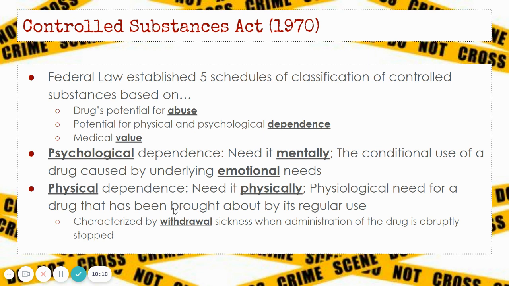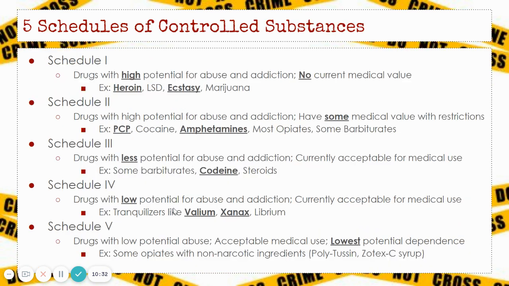Physical dependence is characterized by withdrawal sickness when administration of the drug is abruptly stopped. This can happen from everything from heroin to alcohol. Both of those have extreme withdrawal symptoms, or can have extreme withdrawal symptoms, as well as lots of other drugs. All right, the 5 schedules of controlled substances.